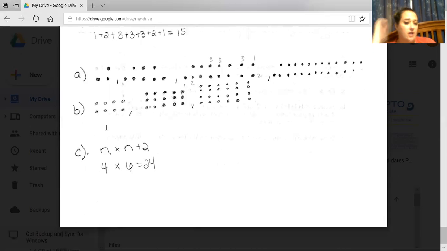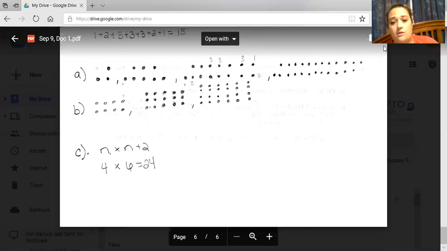And then the equation I came up with for this was n times n plus 2. So if I was trying to find the 4th sequence that's not originally given, I would take 4 times 4 plus 2. So 4 plus 2 is 6. So 4 times 6 is 24. And in this diagram here, I have 24 dots. So that's how I came up with that.